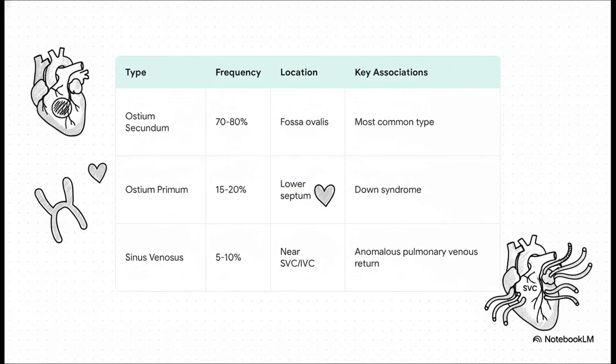Let's dig in a little deeper with this table. So you've got your ostium secundum, the most common one, right in the middle. Then there's the ostium primum, which is lower down on the septum, and you'll want to associate this one with Down syndrome. Finally, you've got the sinus venosus type. This one's way up high, near where the big veins drain into the heart, and it's often linked with problems in how the pulmonary veins connect back.